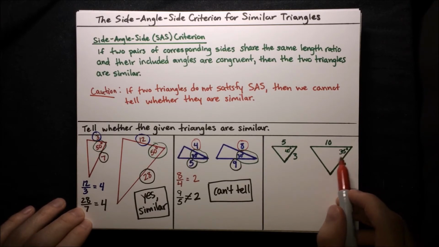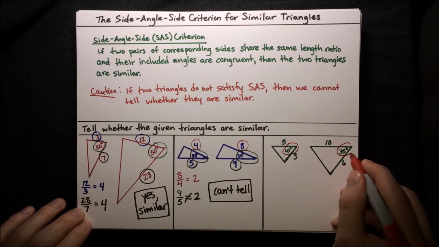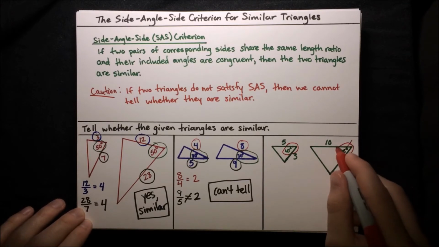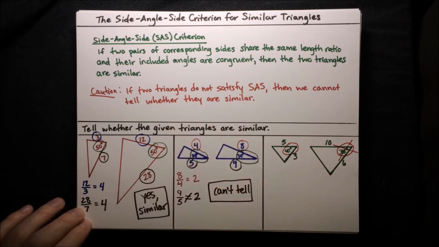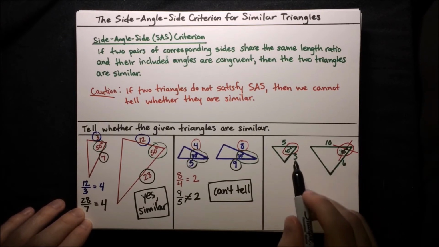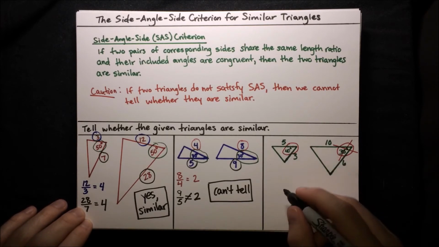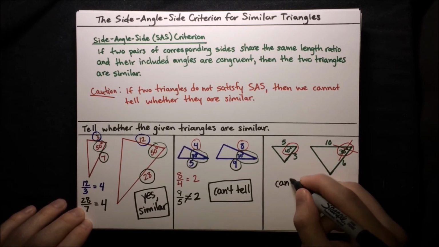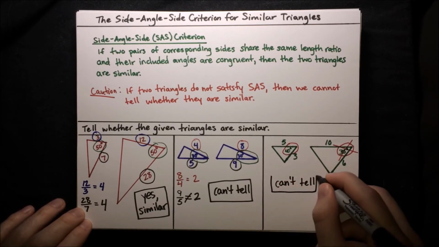And right away we see that these included angles, 40 degrees and 35 degrees, are not congruent. They don't have the same measure. 35 degrees is not equal to 40 degrees. And therefore the angle part of side angle side is not satisfied. So it doesn't even matter if these corresponding sides share the same length ratio. Since the angle part isn't satisfied, the side angle side criterion is not satisfied, and therefore we can't tell whether the triangles are similar.